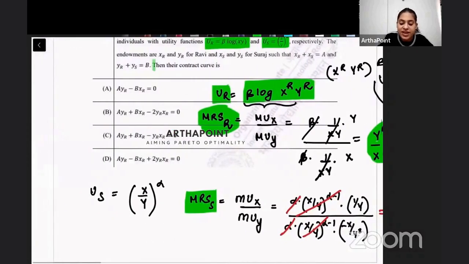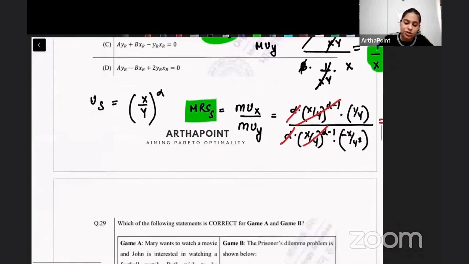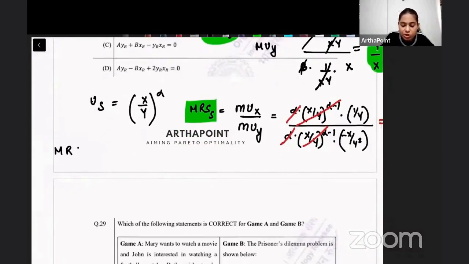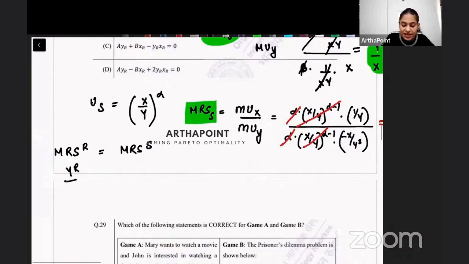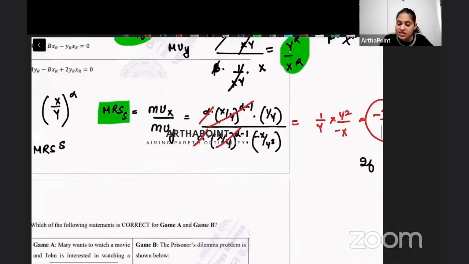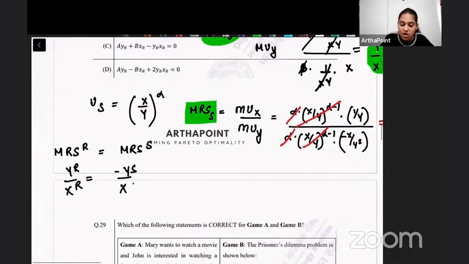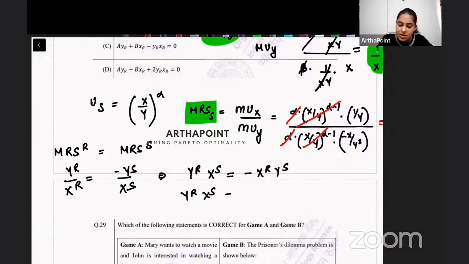Okay, now this was saying find the contract curve. So what is the contract curve equation? When MRS of individual R is equal to MRS of individual S. This is what the contract curve is. So MRS of individual R is YR by XR, which is equal to, for S, minus YS by XS. Just solve this. What will you get? You will get YR XS is equal to minus XR YS. So you will get YR XS plus XR YS equal to 0.